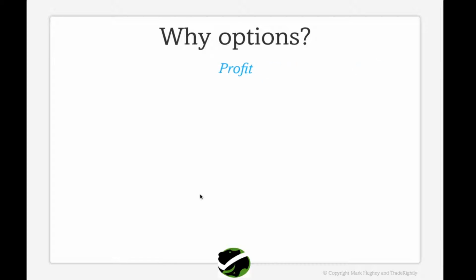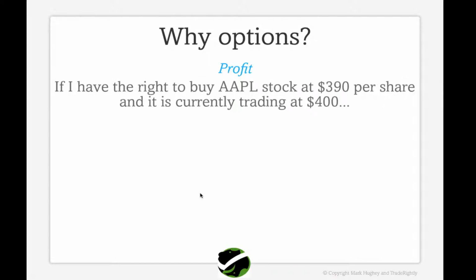The first is profit. If I have the right to buy Apple stock because I bought myself an option, and it gives me the right to buy Apple stock at $390 per share, and Apple is currently trading at $400 a share, you can see there's an obvious profit incentive there. I can exercise my option and buy it for $390 and immediately sell it for $400 at a profit of $10 per share.